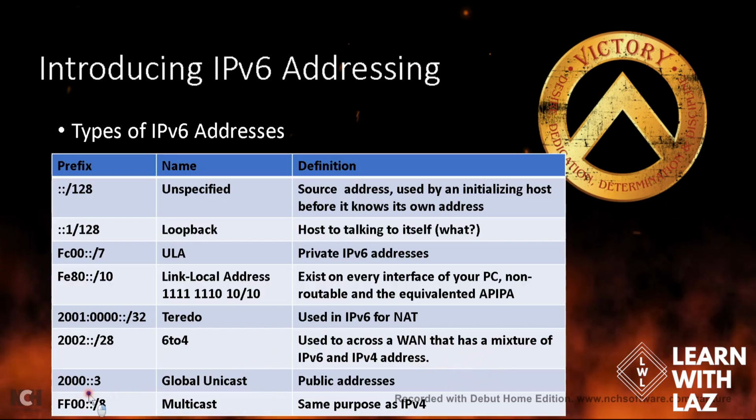These are global unicast. What is that? Public addresses. Eventually everything will be public. Think about this. I mean, seriously. You saw the format of the IPv6 address. If one subnet can give you 15 quintillion addresses, hello.